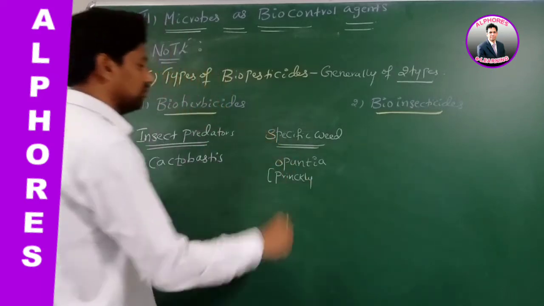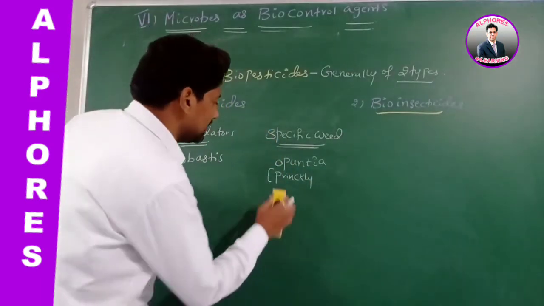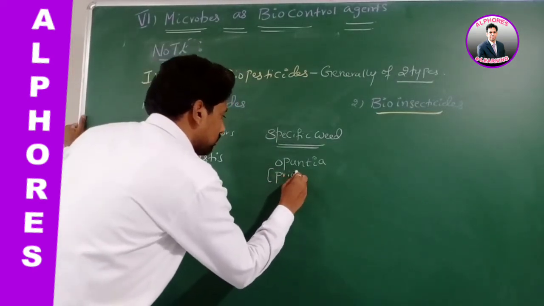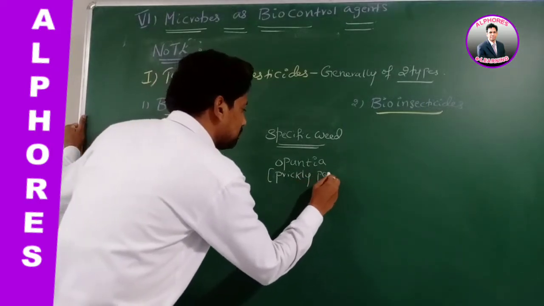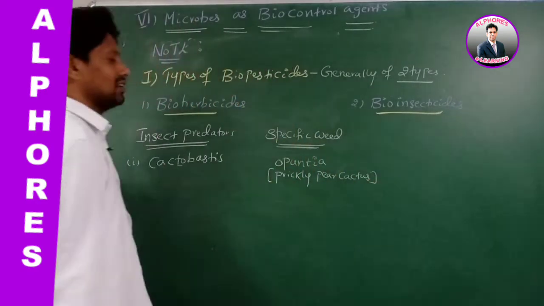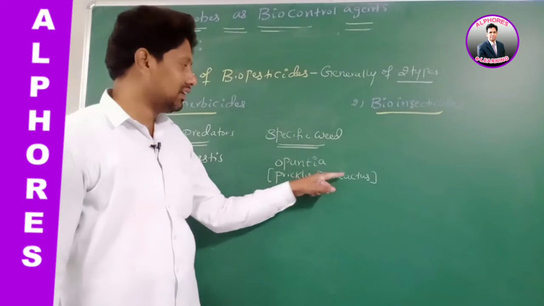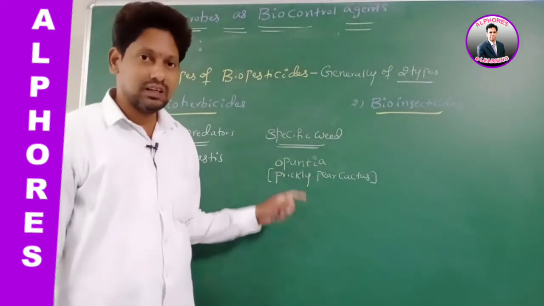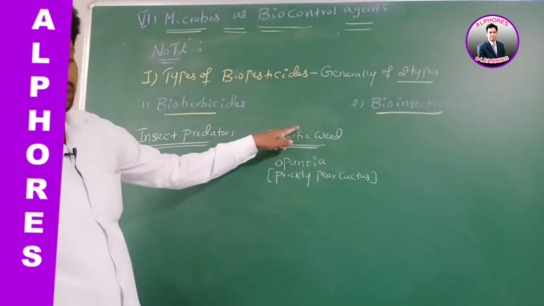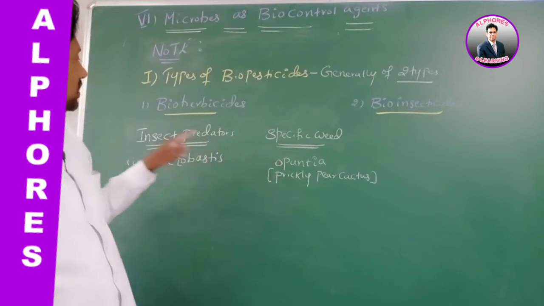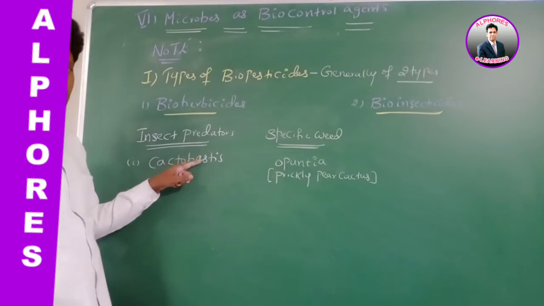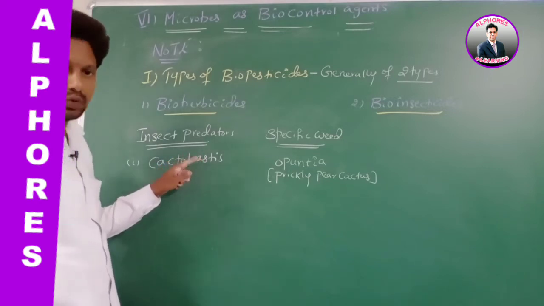prickly pear cactus. Is this statement clear? Therefore, Opuntia is a weed. On this weed, which insect is acting as a predator? Cactoblastis. Is it okay? Right.